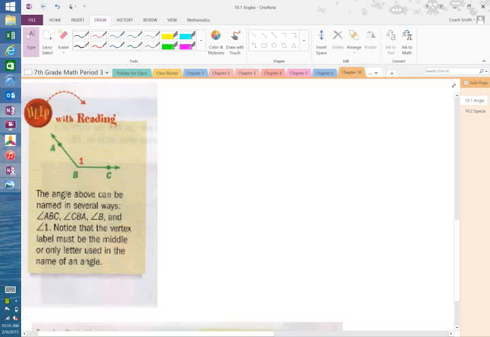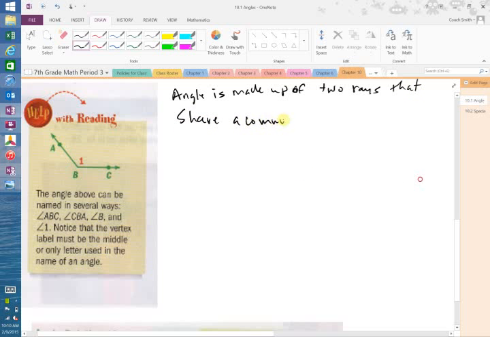Okay, so as we're talking about angles, let's remind ourselves what an angle is. An angle is made up of two rays that share a common endpoint, called a vertex.